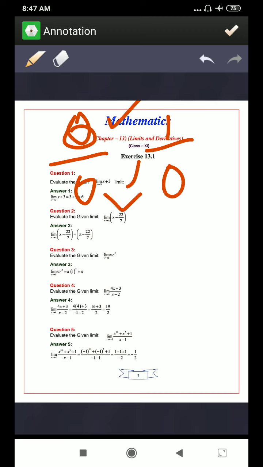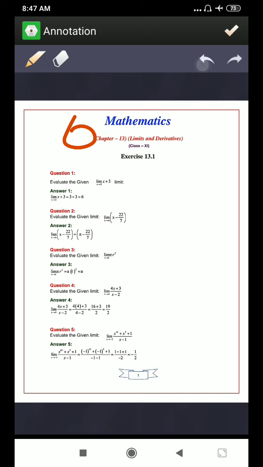So our objective in solving limits is simply to remove the 0 by 0 form or 1 by 0 form, whatever is given. There are many forms, but I am explaining the questions of NCERT class 11th only. So in class 11 there are only two forms, 0 by 0 or 1 by 0. So we'll try to solve it so that we can remove the 0 by 0 form. Now you just see the questions, starting with question 1.